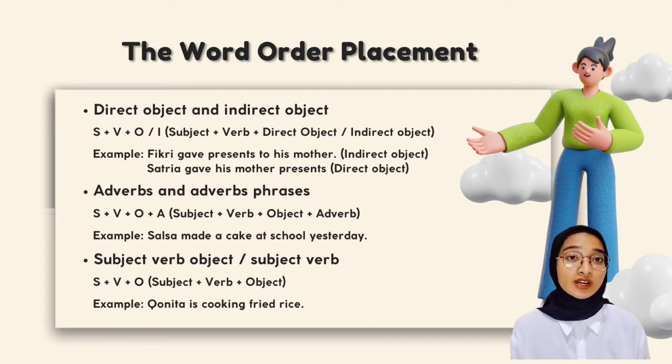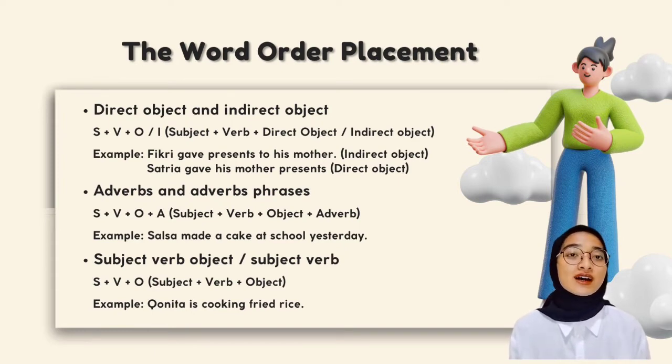In the direct object and indirect object, the typical arrangement is subject plus verb plus direct object or indirect object. For example, Fikri gave present to his mother. So it's a typical indirect object. And then the second example is Satria gave his mother present. So it's a typical direct object.